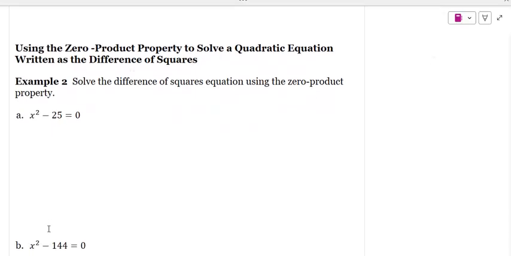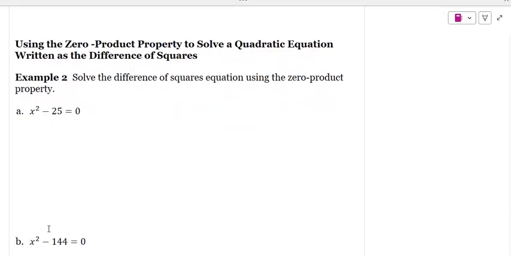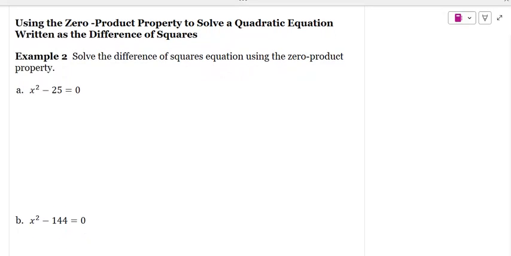For example 2, we're going to use the zero product property to solve quadratic equations that can be written as a difference of squares. Looking at example A, we have a perfect square as our first term. The square root of x squared is just going to be x. And then our second term is also a perfect square. It's minus 25. That means that the product has to be a positive and a negative number multiplied together. Taking the square root of 25, I get 5. So I'll put a plus 5 here, and I'll put a minus 5 here.